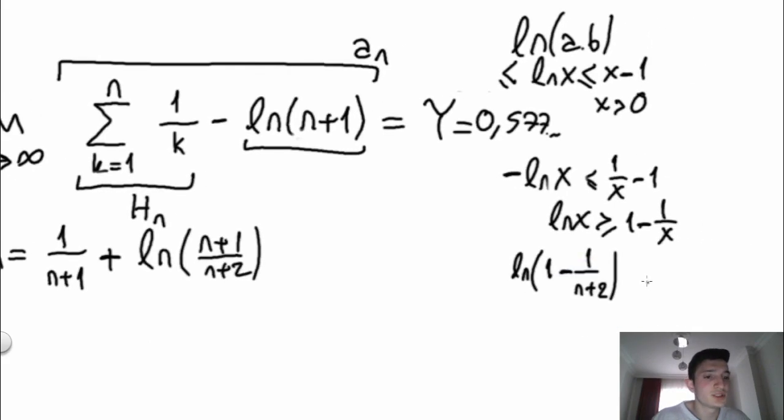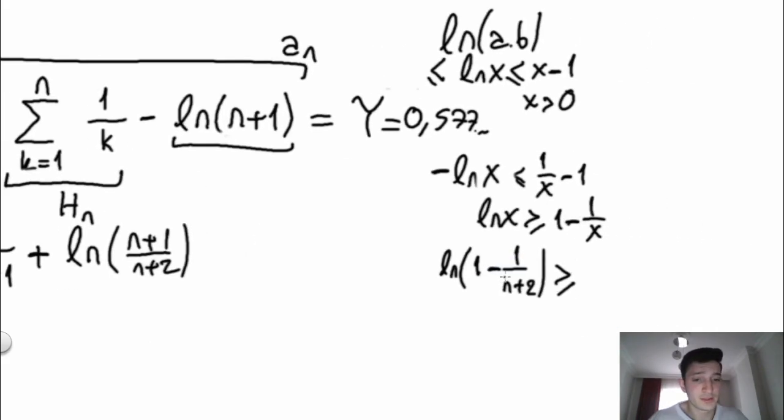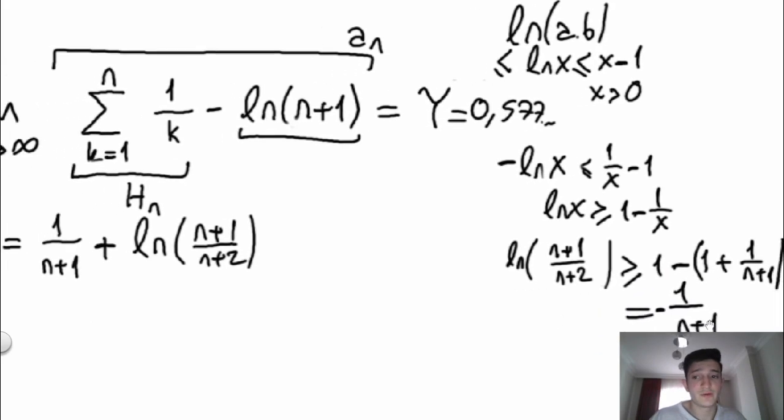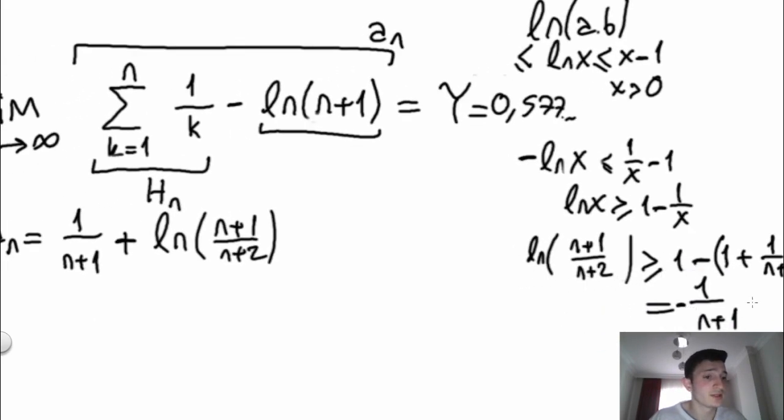So this thing would be greater or equal than, it's better to just write it normal. So this is just n plus 1 over n plus 2. So this is greater or equal than 1 minus this thing flipped. If I flip this, it's n plus 2 over 1. And now I can just separate that 1, and it is going to be 1 plus 1 over n plus 1, which is equal to, just these ones would cancel, and I would get minus 1 over n plus 1. So I found that ln of this thing is greater or equal than minus 1 over n plus 1.